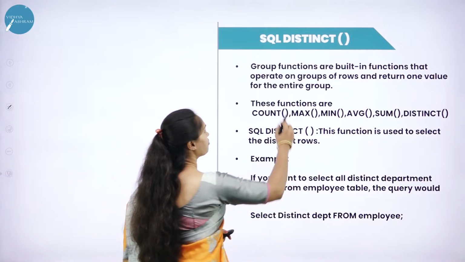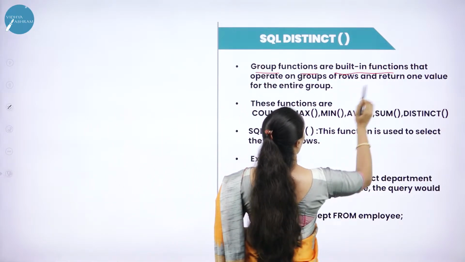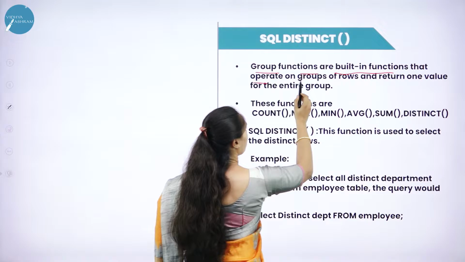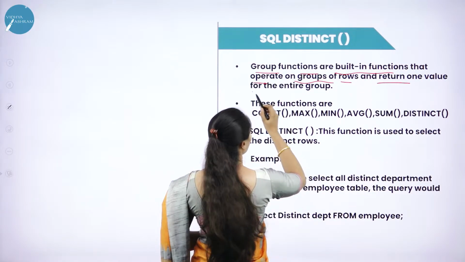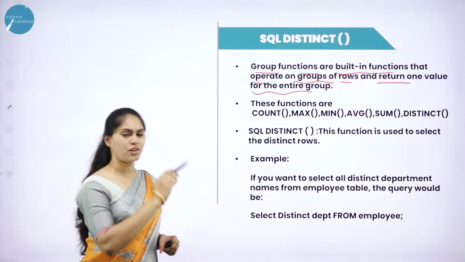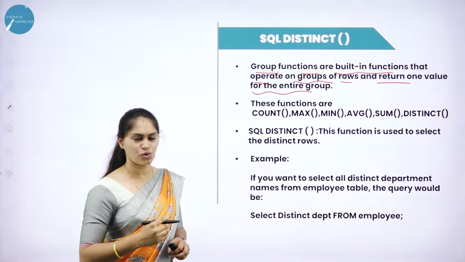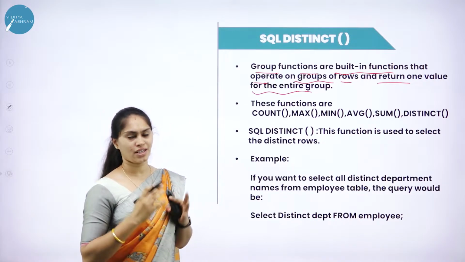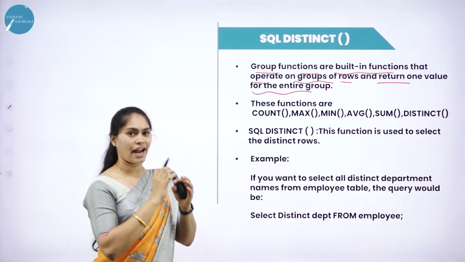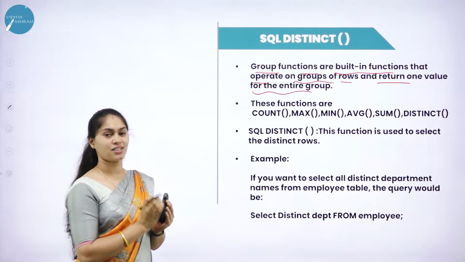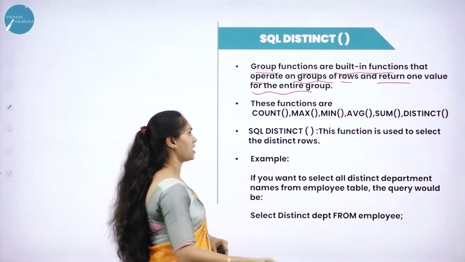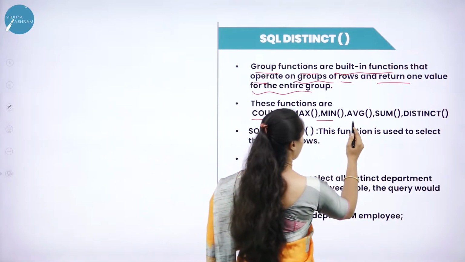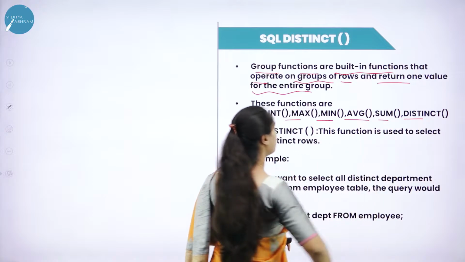So group by functions, or group functions, are built-in functions which operate on groups of rows and return one value for the entire group. So it operates on a number of rows, but at last it returns one value as the entire group's result. Then what are the functions that I have in group functions? That includes count, max, minimum, average, sum and distinct.